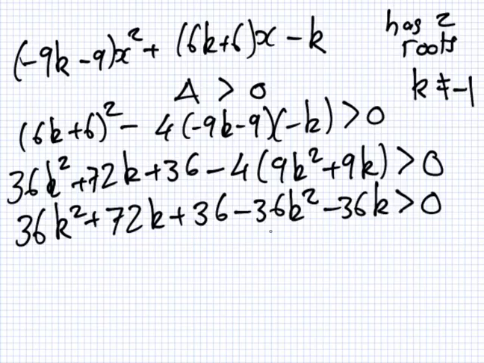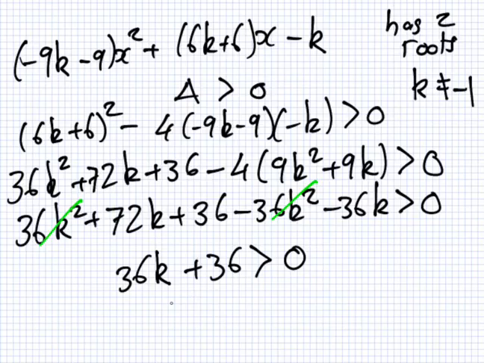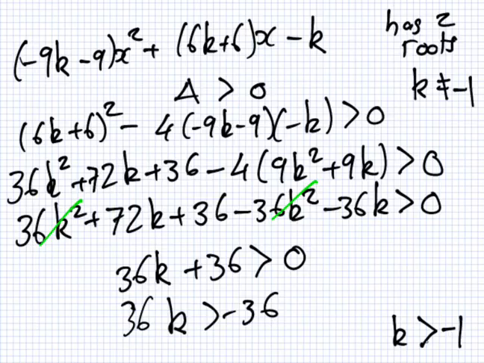So here, I open this and I get 4k squared minus 8k plus 4 minus 4, and now we'll multiply these two together. That's k squared minus 4k plus k minus 3k, minus 4. So 4k squared minus 8k plus 4 minus 4k squared plus 12k plus 16.